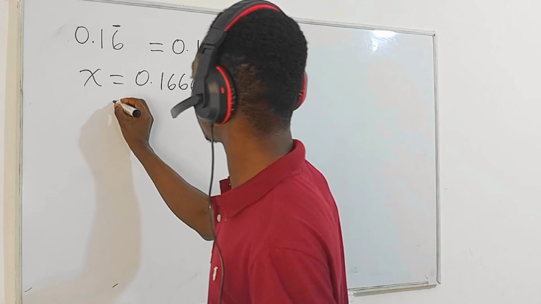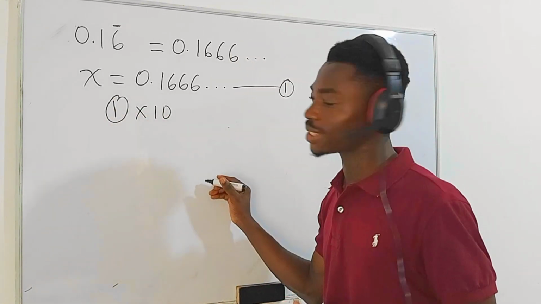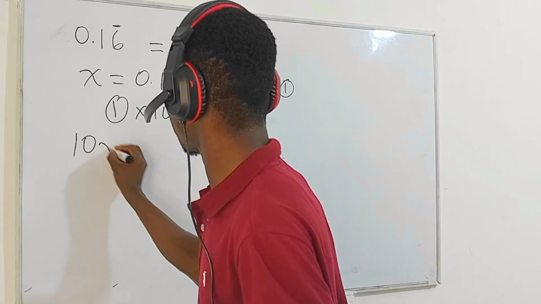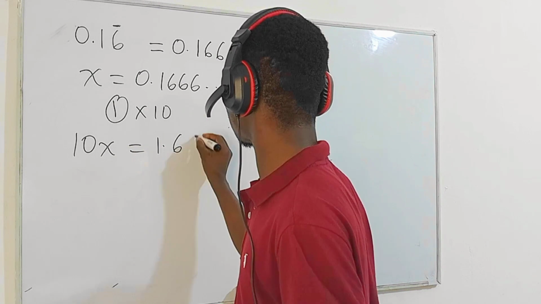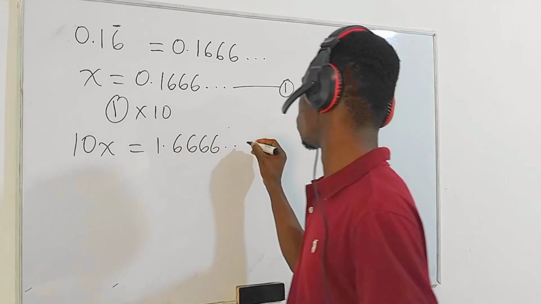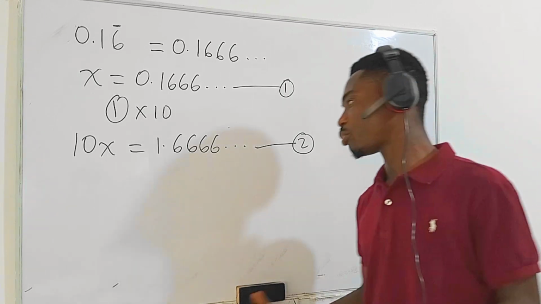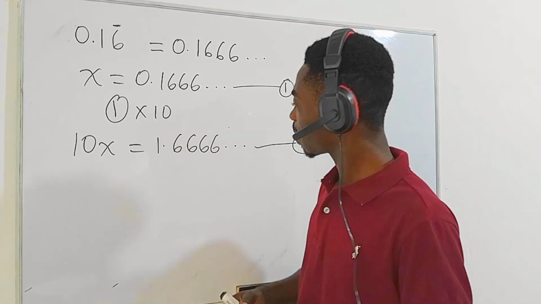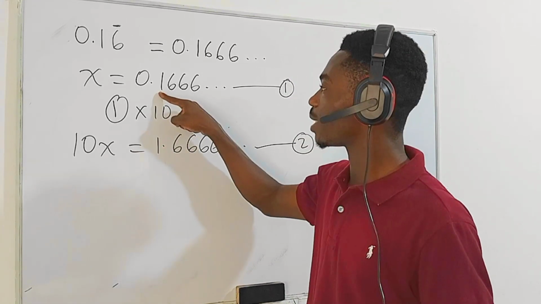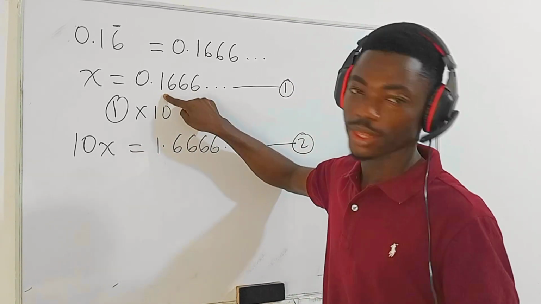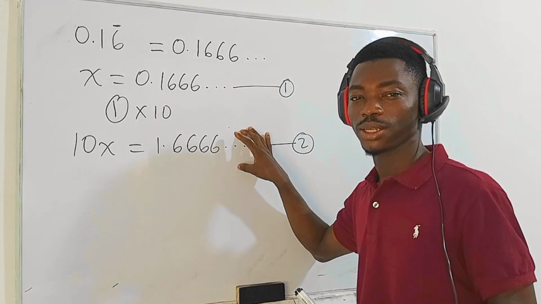Let's go ahead and multiply equation 1 by 10. And if we do that, we are going to have 10x on the left, then on the right we are going to have 1.6666 up to infinity, and this will be our equation 2. Pretty nice. Now you realize that after the decimal point right here, the digits that are here are different from the digits here because of this one right here. So therefore we cannot subtract this equation from this, right?